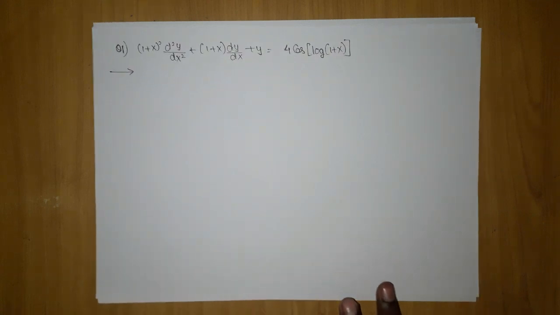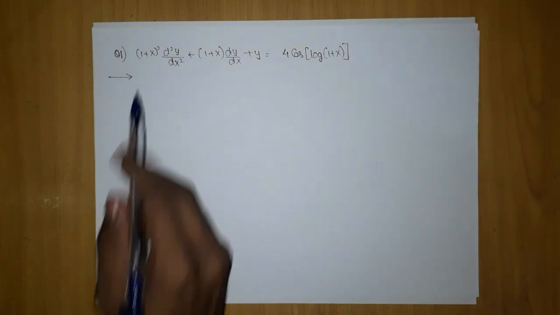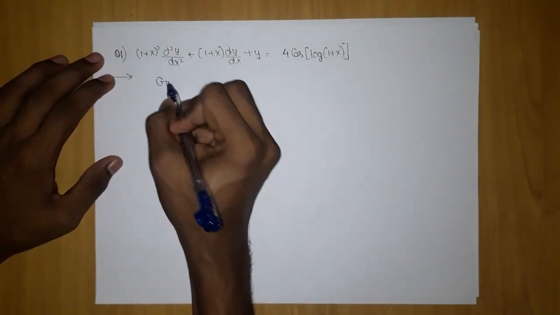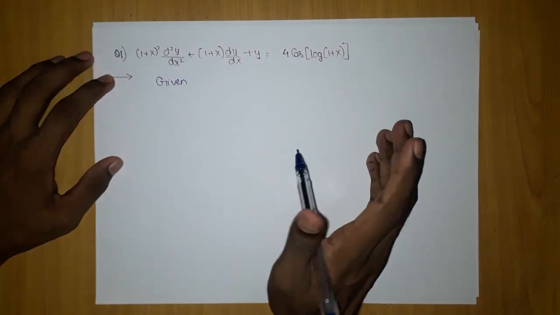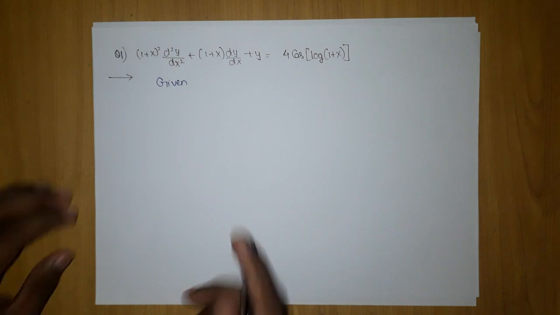So the question which we are going to take here will be as follows. The first question is this. The question says 1 plus x the whole square d square y by dx square plus 1 plus x dy by dx plus y equal to 4 cos log 1 plus x. Now here you can clearly make out that it is nothing but Legendre's differential equation. So I am going to write the first question with proper order, everything properly, and from the next question onwards we are going to write whatever important is there.